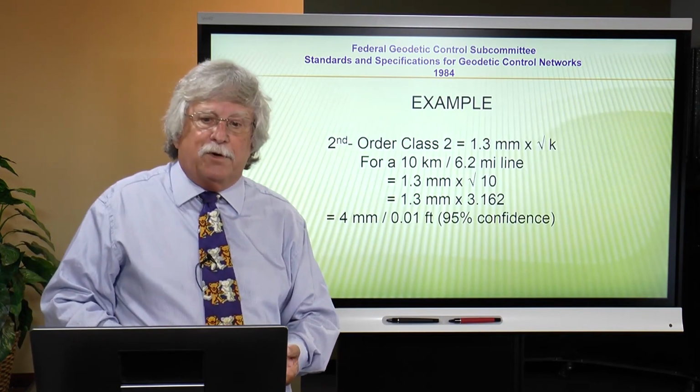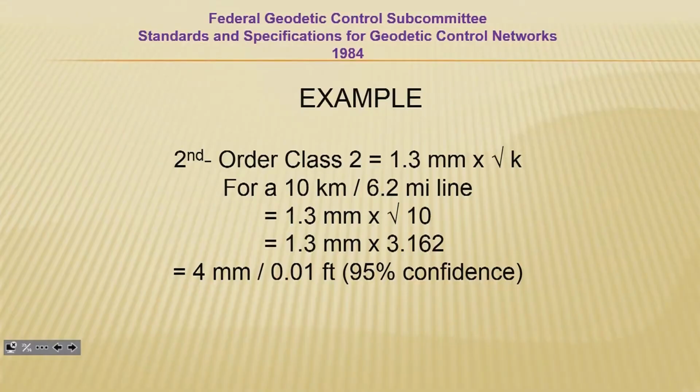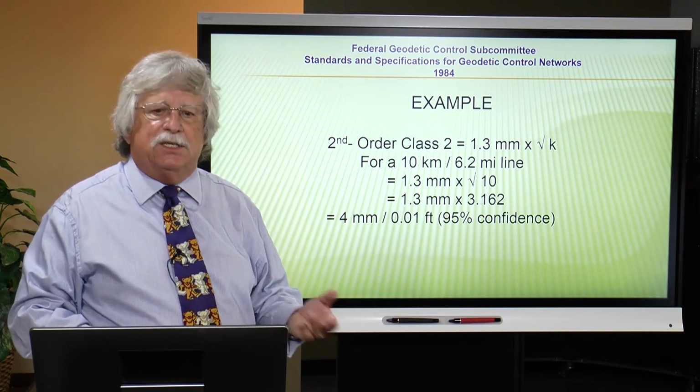Let's look at it from the perspective of GNSS. Let's take an example. Somebody tells me they got second order class 2. Well, that's 1.3 millimeters times the square root of k, the distance between any two adjoining marks. Let's assume we have a line that's about 6 miles long. That means I'm allowed 1/100th of a foot, 95% confidence. What's the likelihood that you're going to achieve that with GPS? Never. Well, let's not say never. Not in the lifetime of anybody around, I suspect. It's just not going to happen.